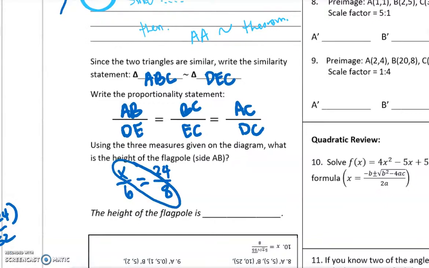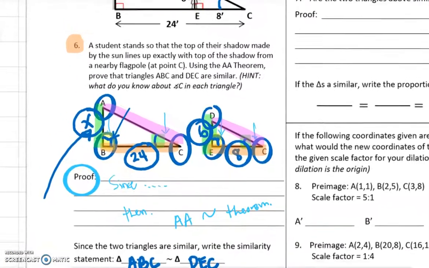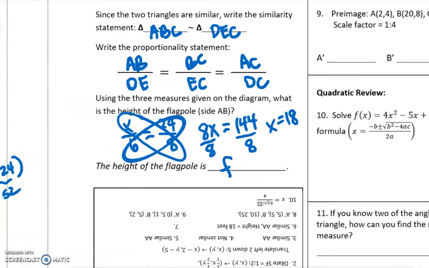X is the height of the flagpole, so we're just going to cross multiply to solve that. So 8 times x is 8x. 24 times 6 is 144. And we're going to divide both sides by 8. So that's going to give us, let's see, 144 divided by 8 is 18. So x equals 18. So we're going to say the height of the flagpole is 18, and it is feet. Feet is the units that we are using here. Whoops, so 18 feet.